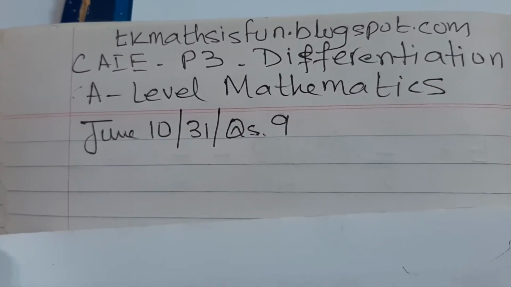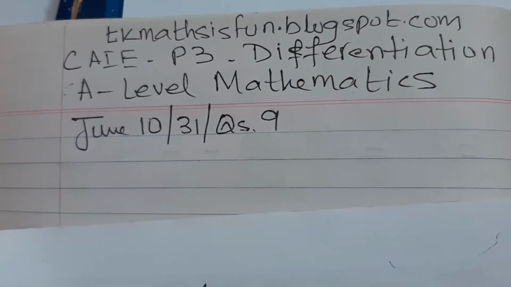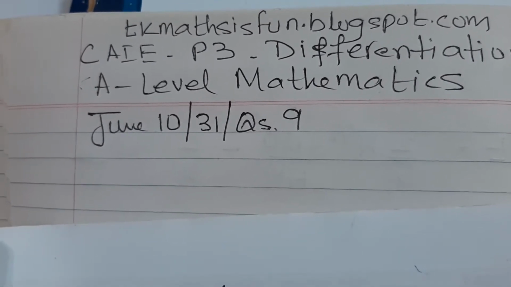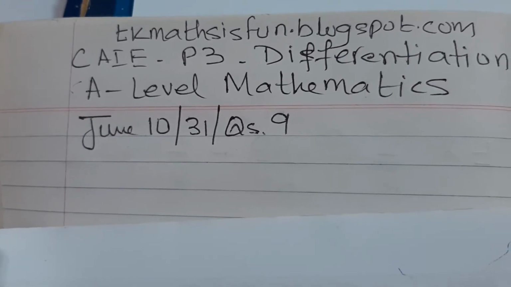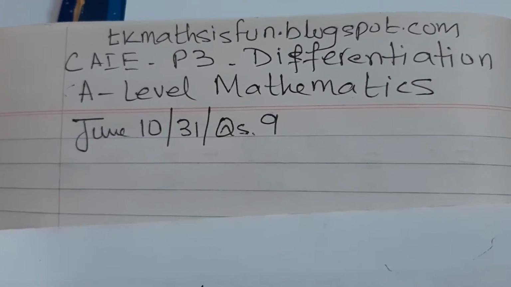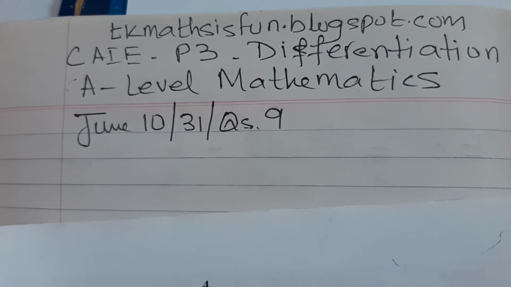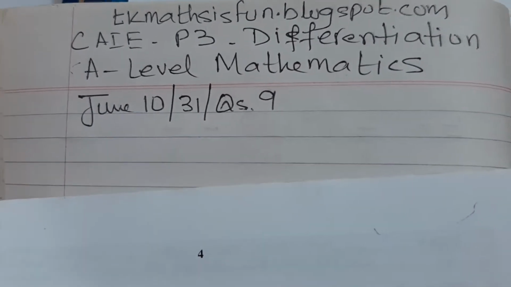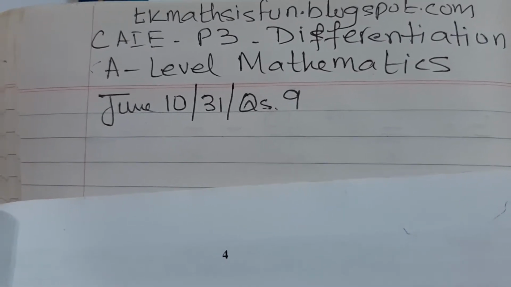In this video, I will explain a question of differentiation from P3 A-level mathematics, CAIE syllabus. This question is from June 10, variant 3.1, and it is question number 9. Most of the students usually find this question very difficult to solve, so I am just explaining it here.